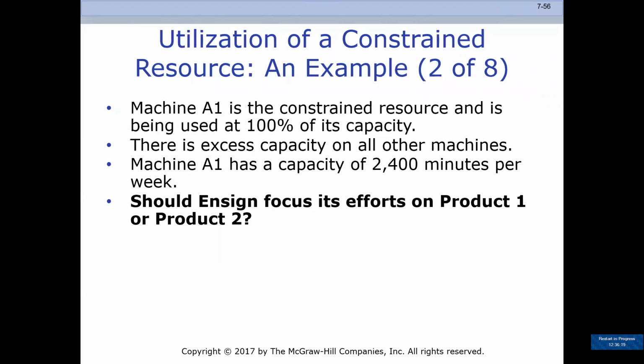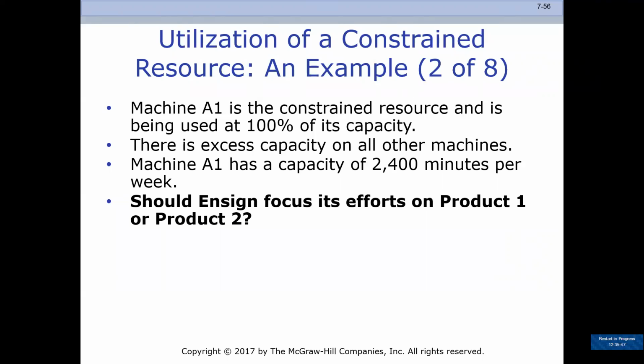So, what do we have here? Machine A1. Oh, we already explained this, but let's see what the authors had to say about it. Machine A1 is a constrained resource and is being used at 100% of its capacity. So you have this machine, you're using it as much as you can, 24 hours a day, 7 days a week maybe. There's excess capacity on all other machines. Machine A1 has a capacity of 2,400 minutes per week. Should Ensign focus its efforts on product 1 or product 2?